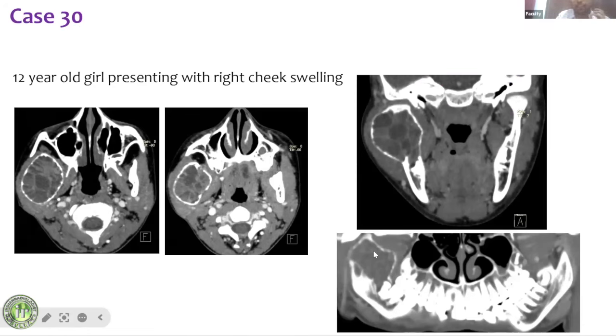And in this case, the important point is that these septae are arranged at right angles to the bony interface. There is no obvious bony erosion. There is no periosteal reaction. So this is a case of hemangioma involving the mandible.